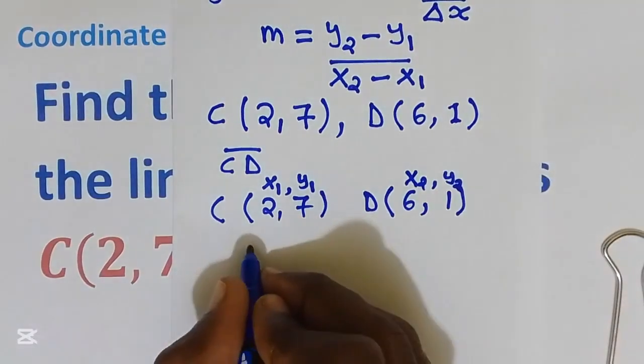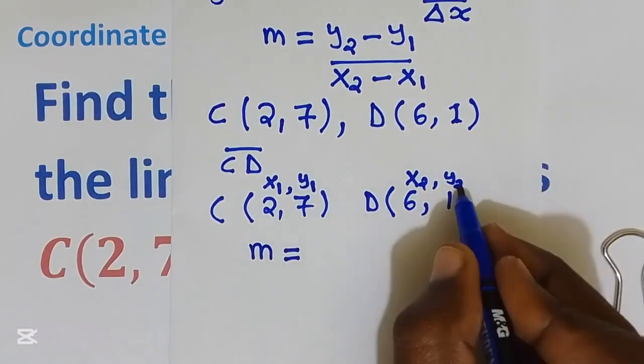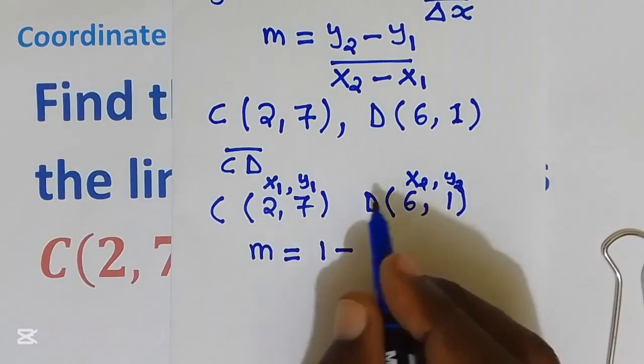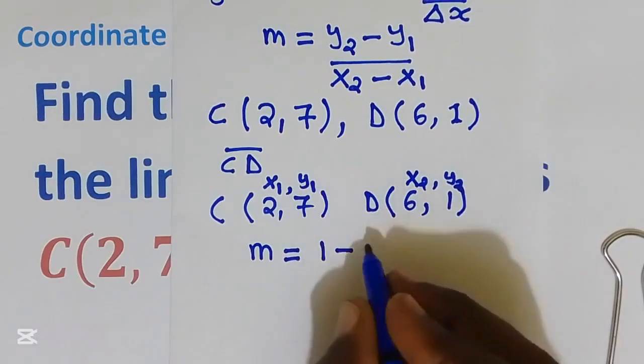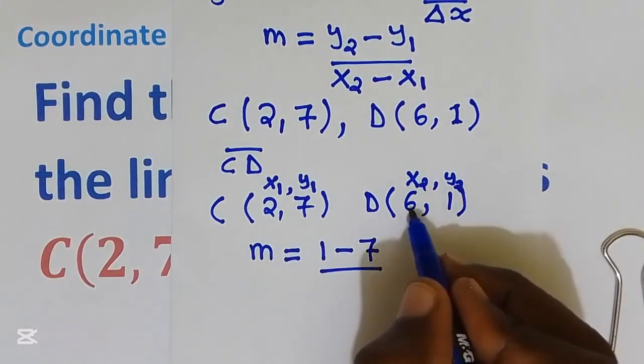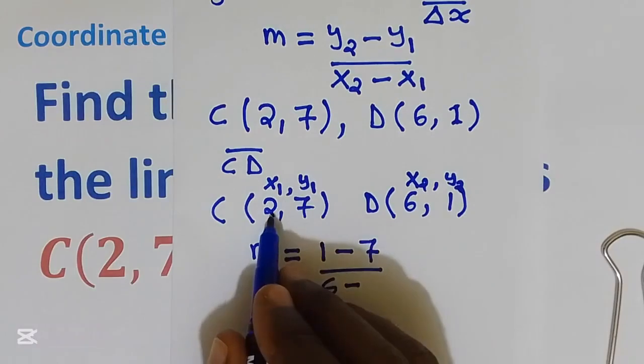So our slope m is equal to y2, which is 1, take away y1, which is 7, over x2, which is 6, take away x1, which is 2.